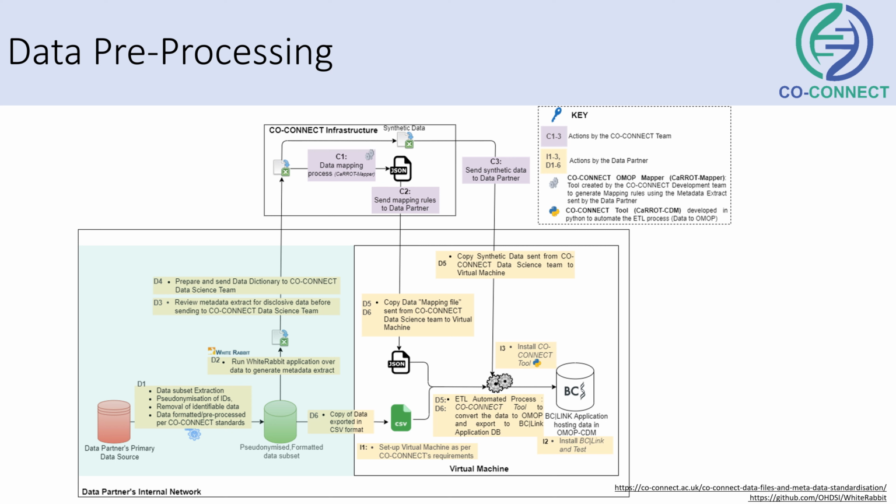This step is very important because the CoConnect OMOP mapper and CoConnect tool can only process data in a certain format. Once the process is completed, the data partner will run an open source tool called Whiterabbit to generate the metadata extract. This metadata extract does not contain any data and only provides information about table names, field names, and field values frequency distribution.